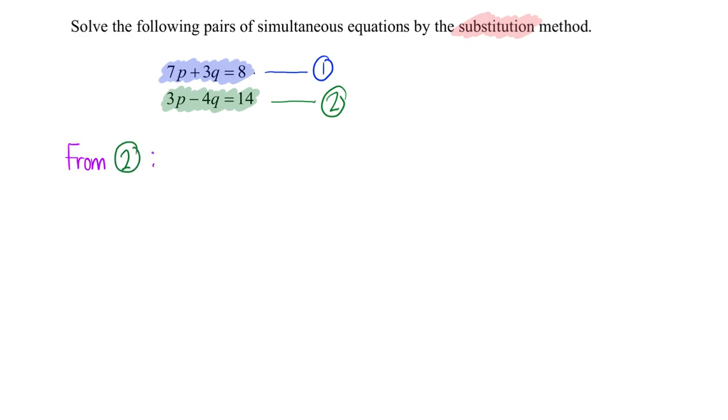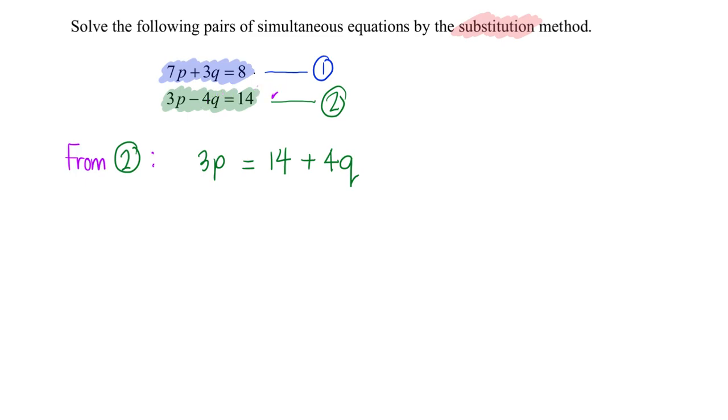Alright. So I will have 3p equals 14 plus 4q. Do you know why? Why does it become plus 4q? I hope you can see that. I actually add 4q to both sides of equation 2 so that I eliminate this negative 4q here. 4q minus 4q equals 0. Okay, so that is what happened.